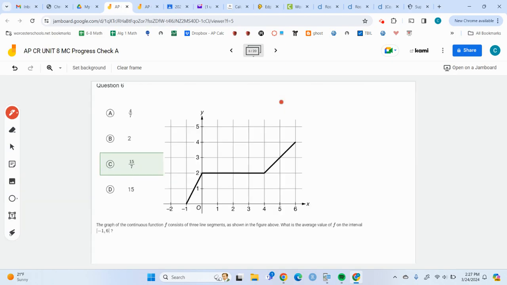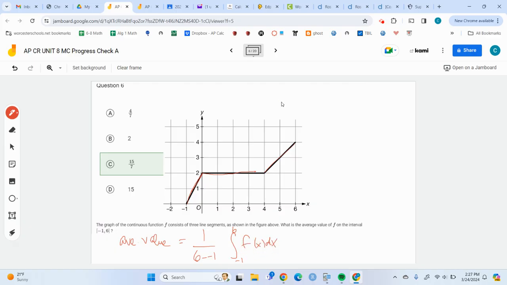All right, question number 6. Here we go. The graph of this continuous function is these line segments. They're not telling us the equations. I mean, we could easily get these as equations. What is the average value of f on this interval? Okay, as soon as I hear average value, I am thinking 1 over b minus a. So 1 over 6 minus negative 1, which is 1/7, times the integral from a to b, negative 1 to 6, of my function.